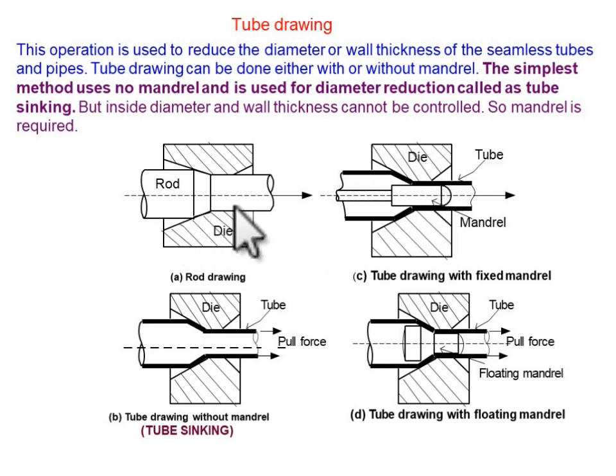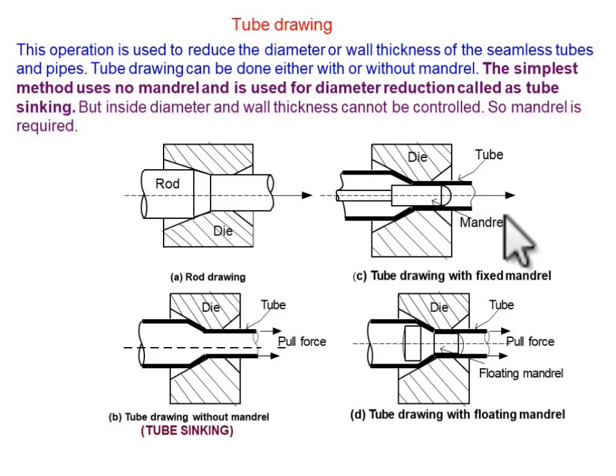In this figure you can see that the first one is the simple rod drawing process. Now we use a mandrel here in the die, and this is the initial dimension of the tube, and this is the shape of the die. Now we pull the tube through this die, and with the help of this mandrel, the thickness of the tube can be controlled, and the diameter of the tube can also be controlled.